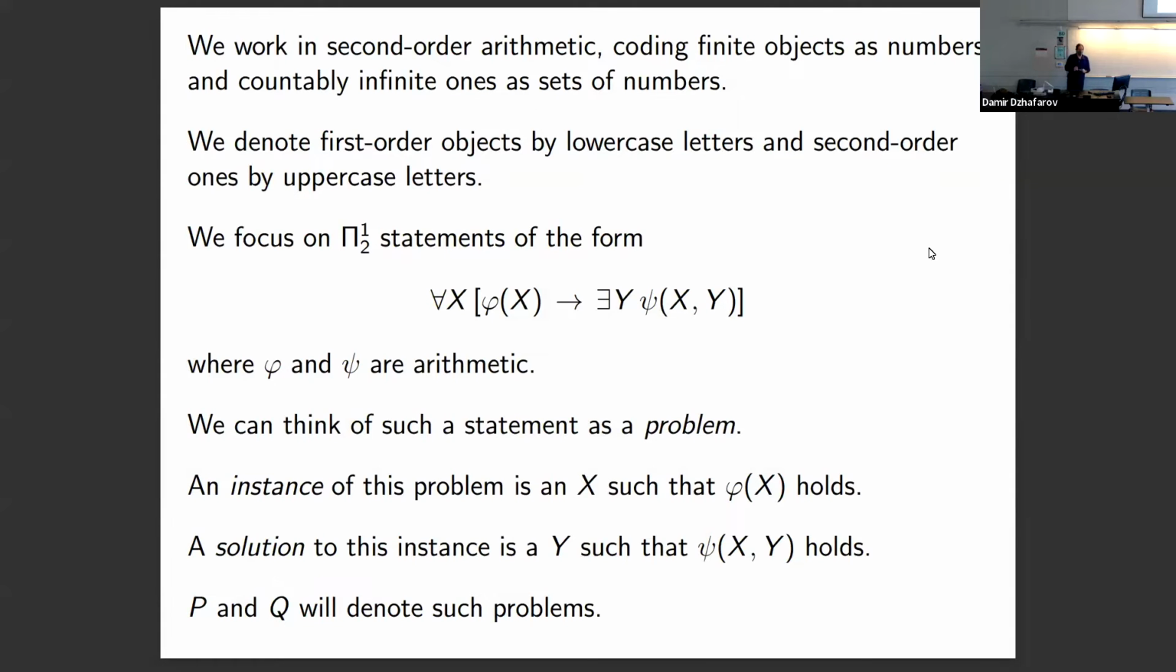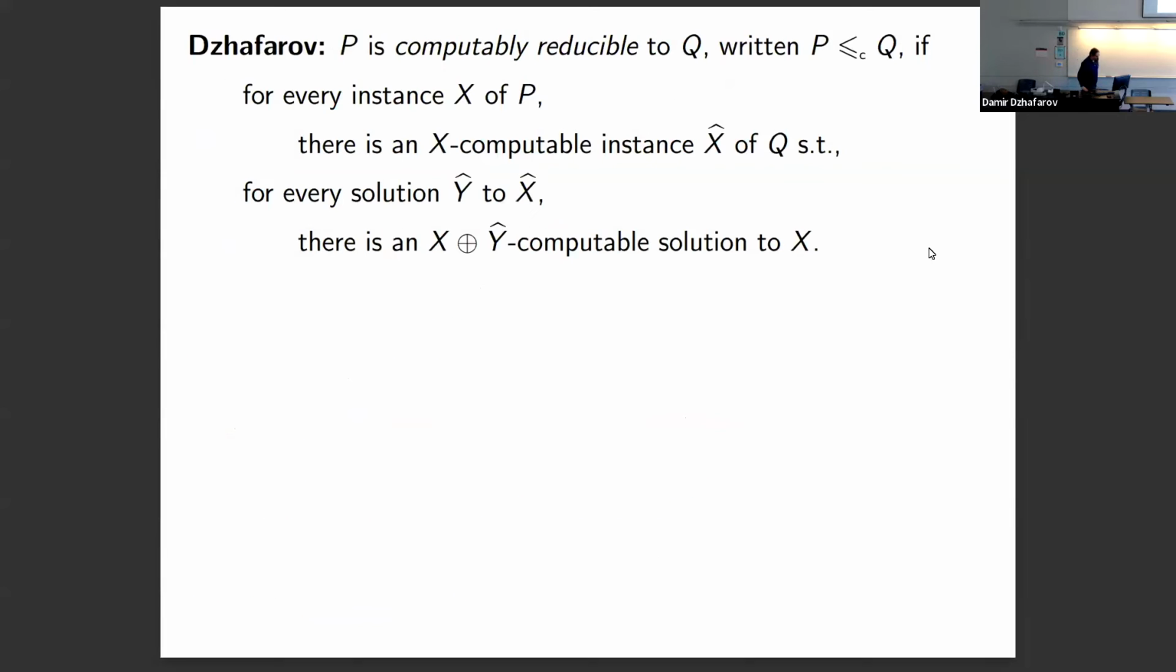Okay, so now let me talk about the first notion that I want to introduce here. This one is actually due to Dzhafarov, and is a notion called computable reducibility. So I've got a lot of words there. Ignore the words. I'm going to draw a picture, which is better. So here's the situation. We're trying to reduce P to Q. The idea is, I want to prove to you that if you can solve Q, then you can solve P.